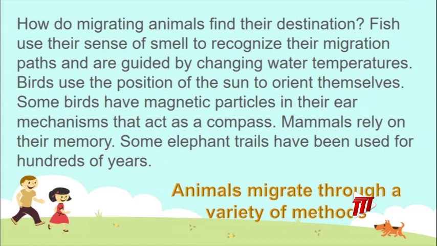Animals migrate through a variety of methods. There we spoke about everything. There are different species, they're all animals. What are they doing? They are migrating. How are they migrating? Through a variety of methods. If you have animals migrate in different ways, that is good also.